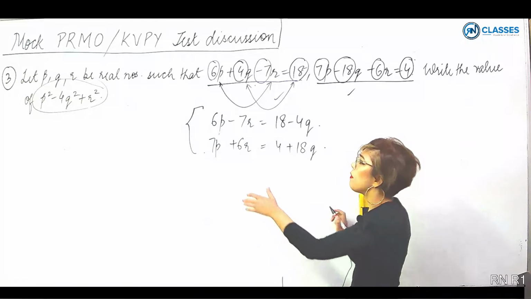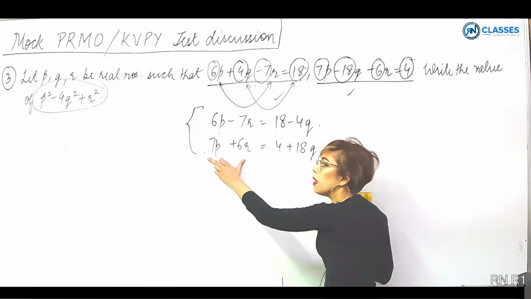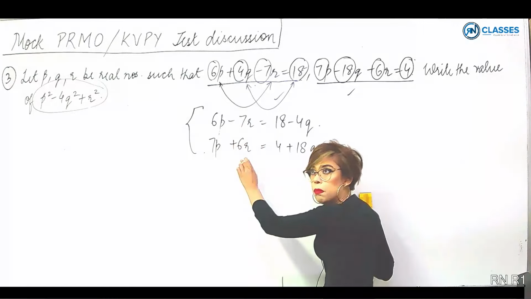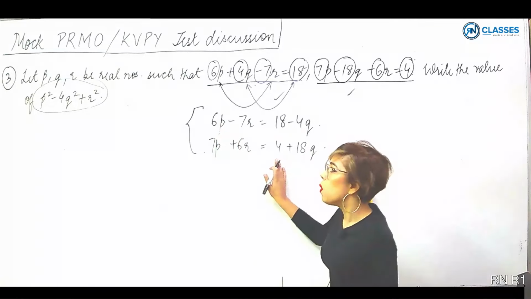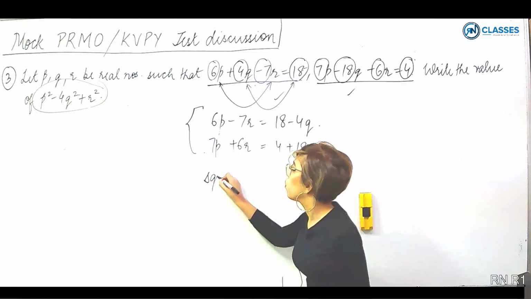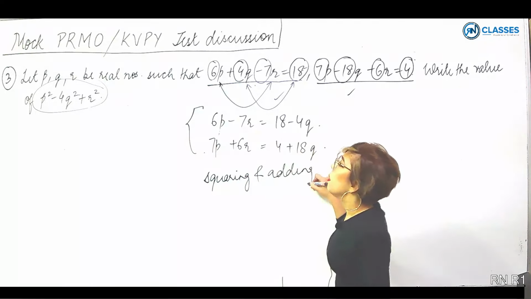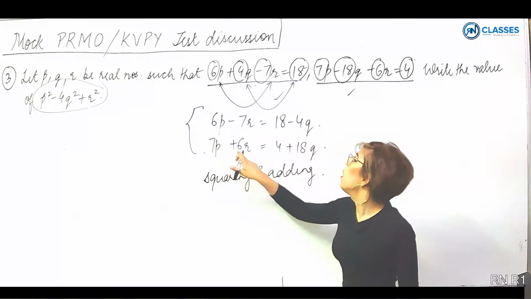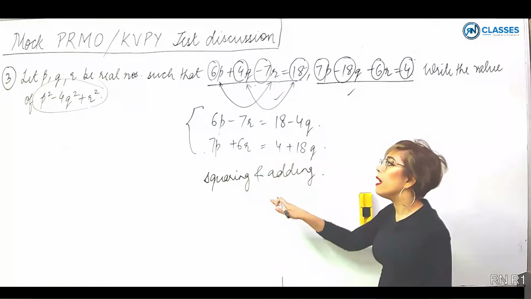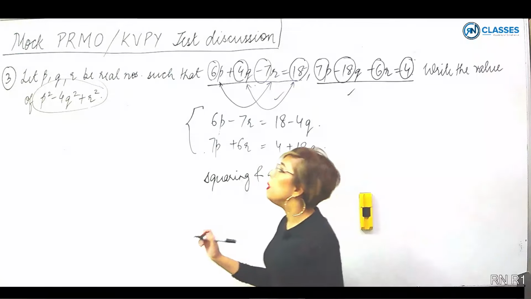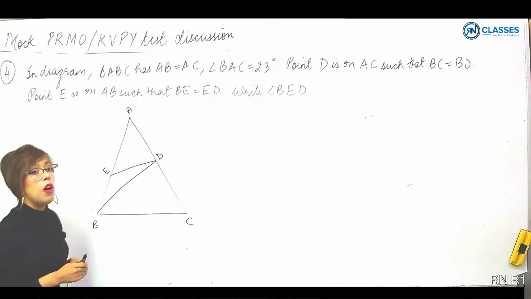If you notice, if I square this quantity, there is a minus 2ab term, and if I square this quantity, there is a plus 2ab term. Obviously, if I square these two and add them up, the PR term will get cancelled. Here, obviously, the Q term will get cancelled. So you just square and add, and the answer will turn out to be 0, 4. Alright, on to the next one.